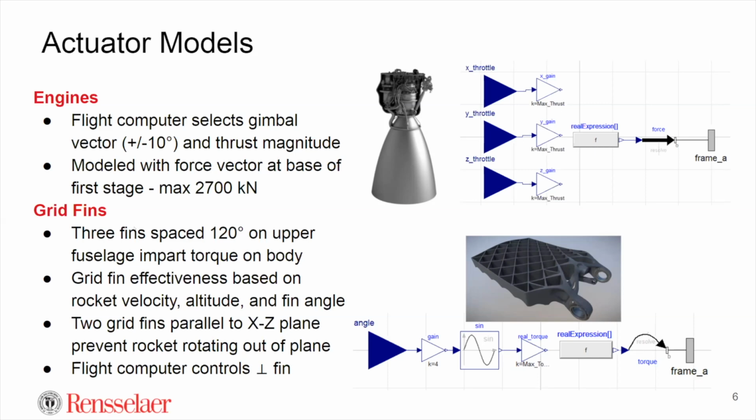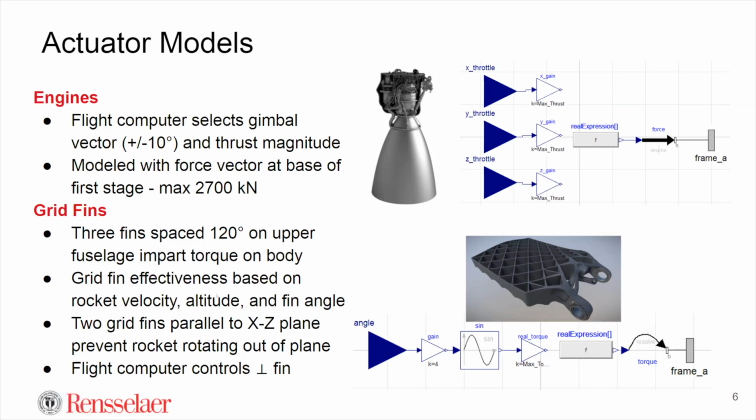So there's 3 grid fins. They're spaced 120 degrees apart on the upper stage, and they basically impart torque on the body of the first stage. The grid fin effectiveness at being able to impart the torque is based on the rocket's velocity. So if it's traveling faster, it's able to impart more of a torque. If it's just standing still, like at landing, then it's not effective at all.